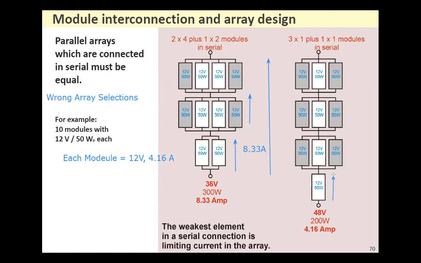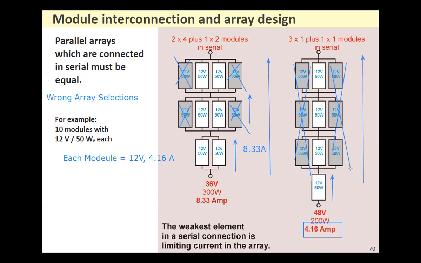Now look, this is another wrong design. Here you have one module here. It has the maximum capacity of 4.16 ampere. So the current in the series will remain the same. So how can you correct this design? You need to remove this, because they are extra. They are not playing their role. These are extra because you have done the wrong design.